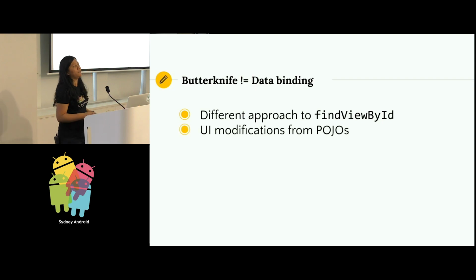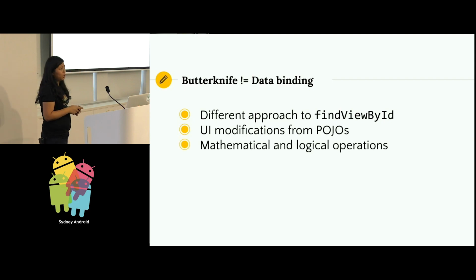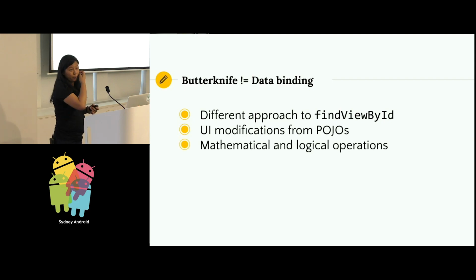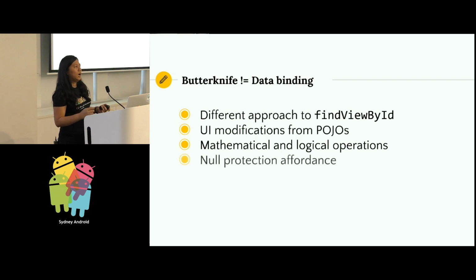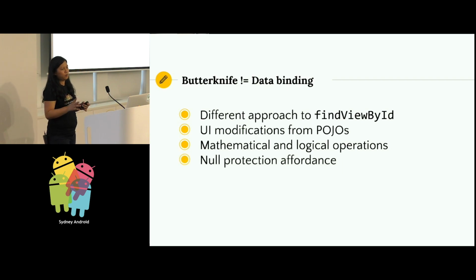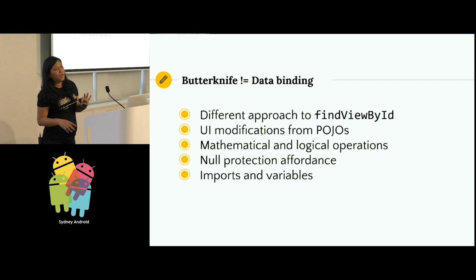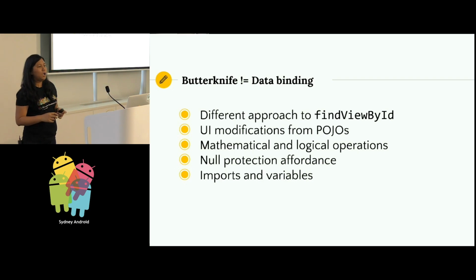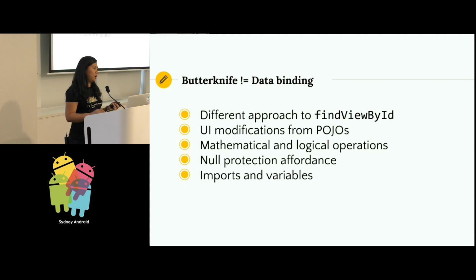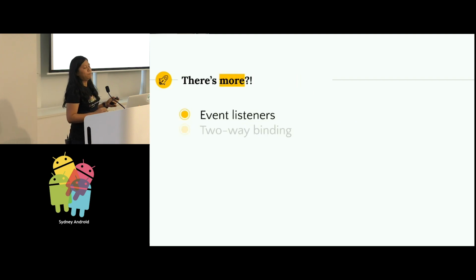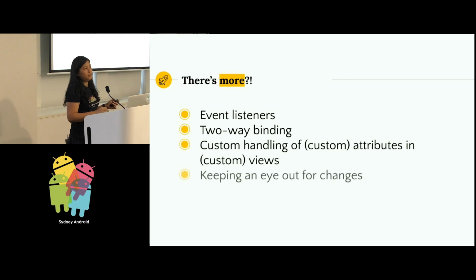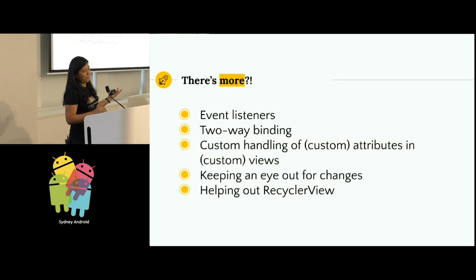Data binding allows you to modify your UI from models, POJOs, view models, what have you. It also allows you to have mathematical and logical operations inside your XML. It has null protection affordance, so kind of Kotlin-esque. And it allows you to have imports and variables. By imports and variables, I mean you can use stuff like TextUtils or constants in the framework like View.GONE or View.INVISIBLE. But there's a lot more differences that data binding allows you to do.